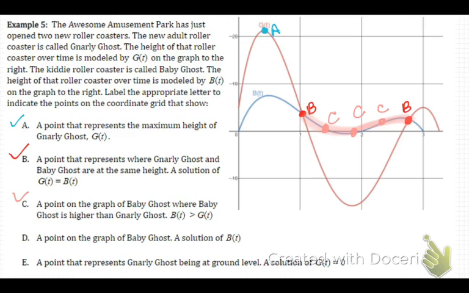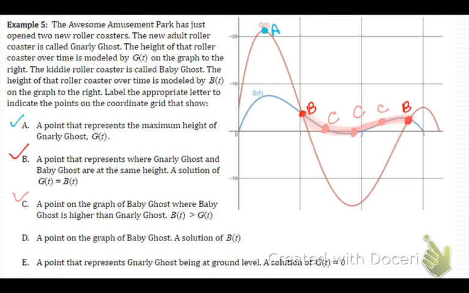Point D, or part D, it says a point on the graph of Baby Ghost, or a solution of B of T. Where is a point on Baby Ghost? What do you mean up top? What do you mean up top? Use some numbers and some words. 8? So you're saying like here? Or where are you saying, Diego? Where's the point on Baby Ghost?